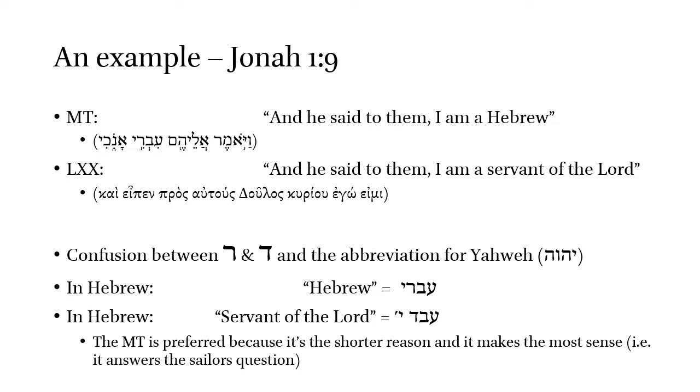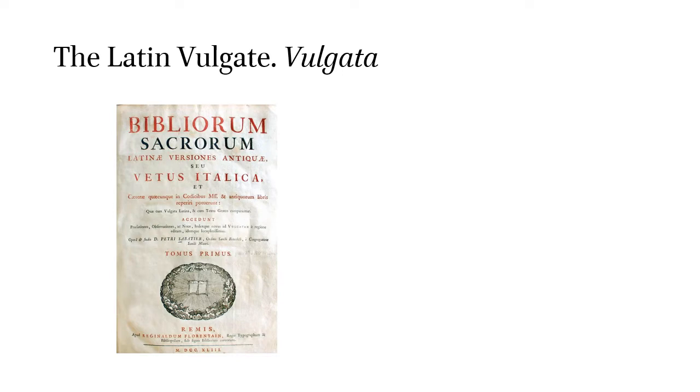And so, you know, the textual critics I know, they prefer the Hebrew. So the Masoretic text is preferred because it's the shorter reading and it explains how you got to the other. So that's just an example. Moving on. Let's take a look at the Latin Vulgate or the Vulgata. So the Latin Vulgate was a translation that was made by Jerome around the year 400.